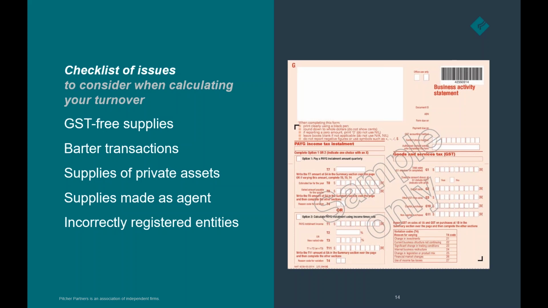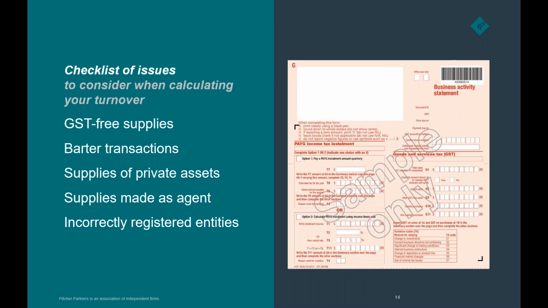identify those GST-free supplies. Barter transactions are another common one where there's no monetary consideration that changes hands, but there could be an exchange of promises or goods, etc. Those are supplies for GST purposes between each entity, and they do need to be accounted for. Private assets which are sold outside of the enterprise being carried on should be excluded. Also, supplies made as agent of another entity should also be excluded.